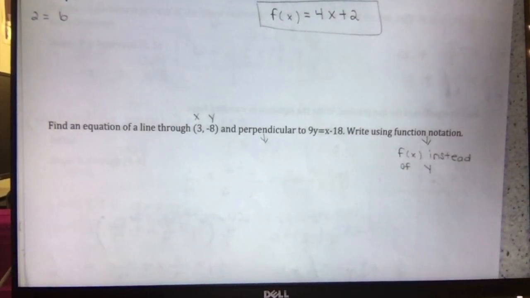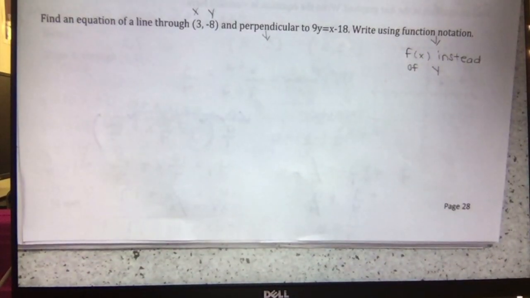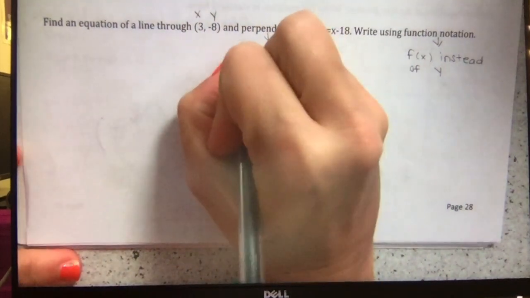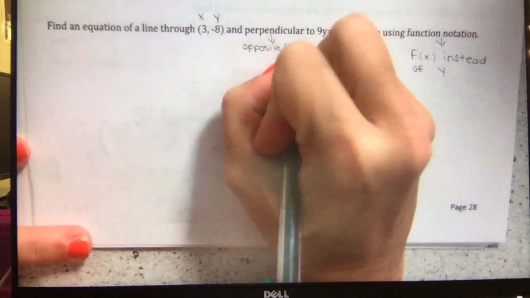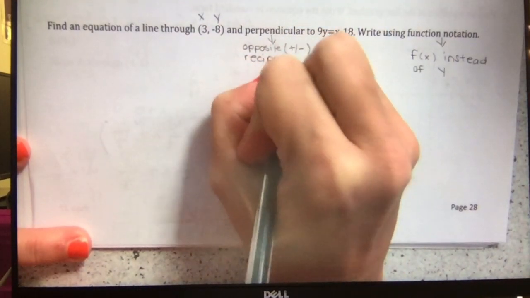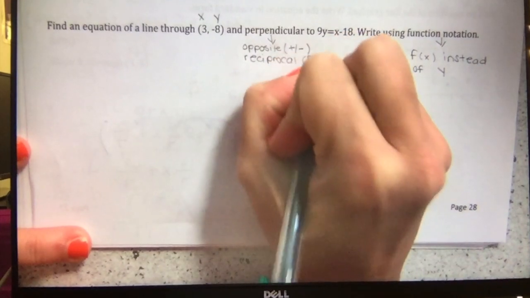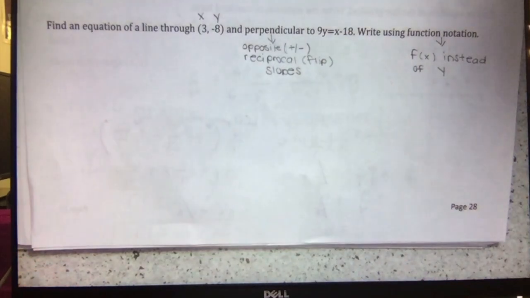Before it was parallel slopes. Now they're perpendicular lines. So what do we know about the slopes of perpendicular lines? Opposite reciprocals. Good. Opposite means one's positive, one's negative. Reciprocal, which means we're going to flip the fraction. So opposite reciprocal slopes.